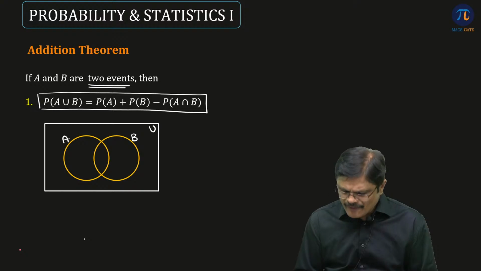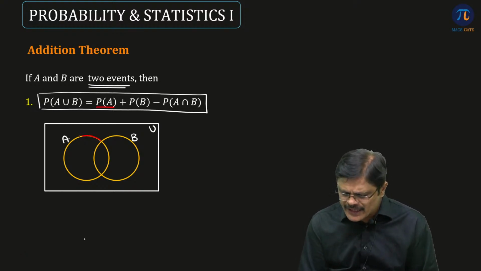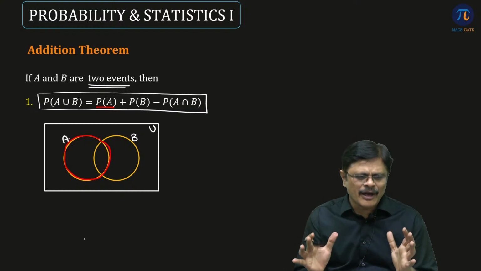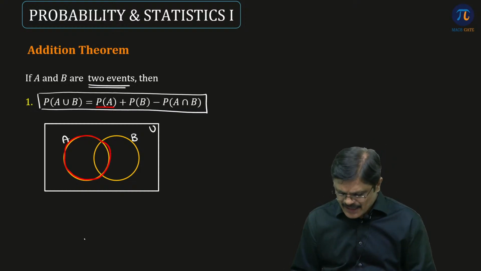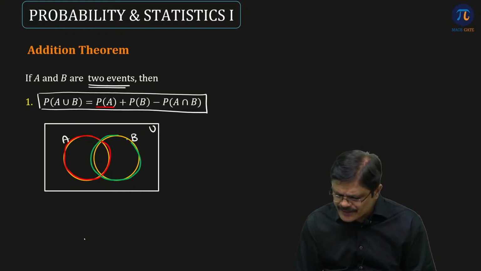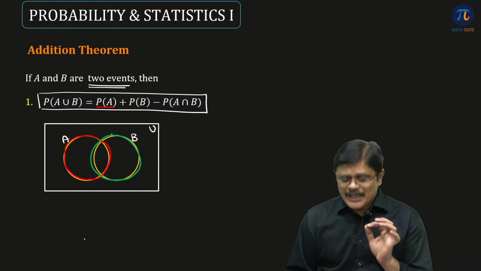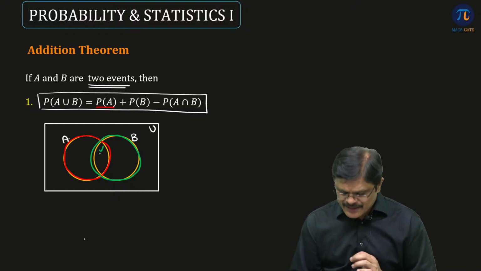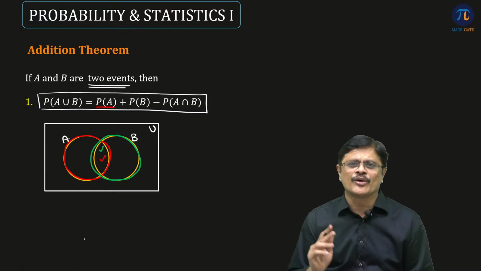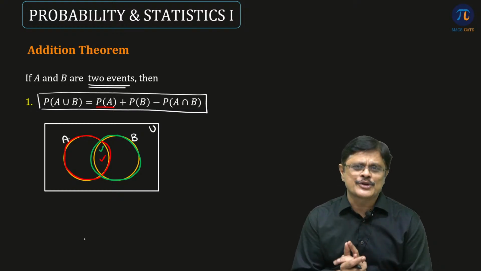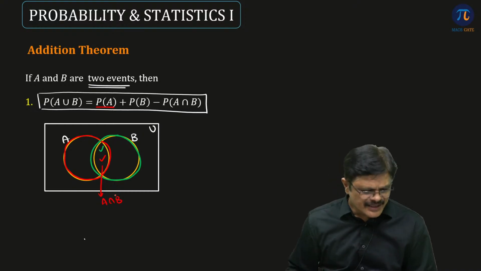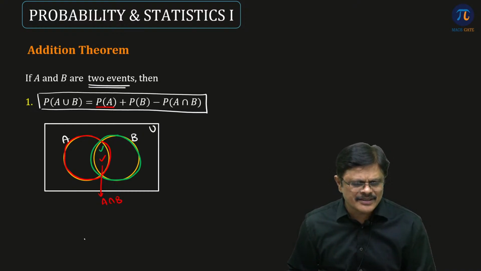When you are counting A, this entire region is counted. That is, all the outcomes of A are counted. And when you are counting B, all the outcomes of B are counted. But if you observe this particular portion, it is repeated when B is counted, and it is also repeated when A is counted. That means that common portion, which we call A intersection B, is repeated 2 times.